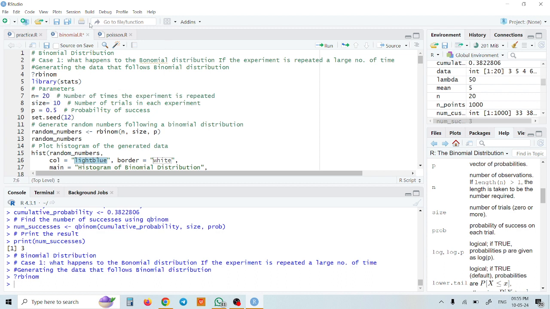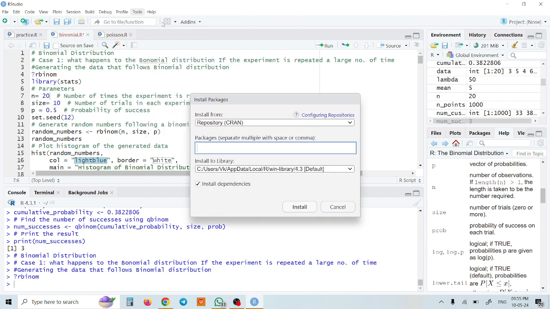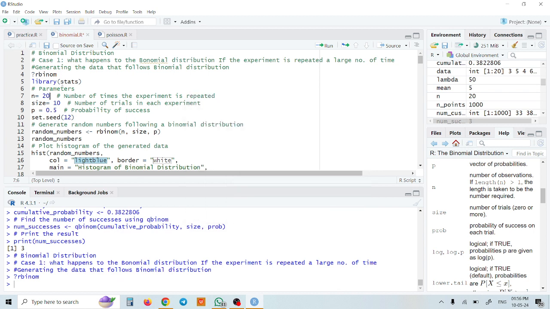Now first we will install the package, the stats package. For that we will go to Tools and then Install, and then here we'll write stats. Then we will install it. Since I have already installed it, I'm not going to install it again, but you have to do it like this. After installing the package, you have to use the library function like this to load the package. After loading the package, we can easily work with this rbinom function.